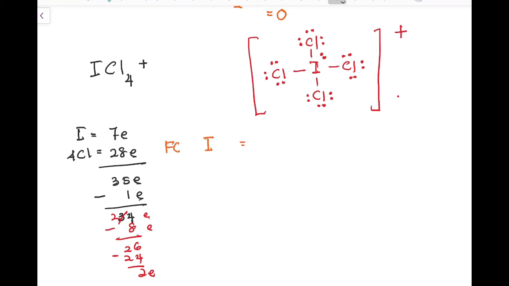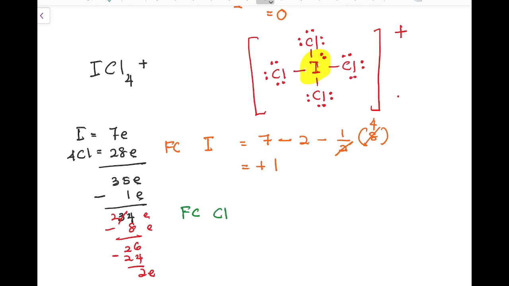Iodine consists of 7 electrons, 7 minus how many lone pair electrons around iodine? Look at this iodine. It has 2 lone pairs. Minus half of the bonding electrons around iodine: 2, 4, 6, 8. Alright, so 7 minus 4 becomes 3, then 3 minus 4 becomes positive 1.